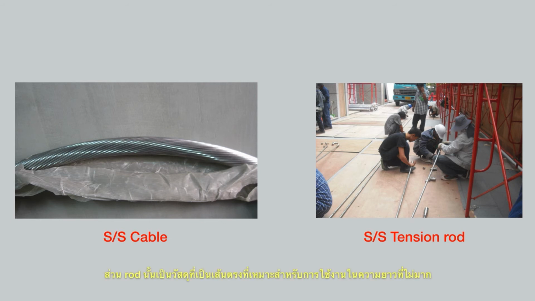Appearance-wise, cable has the texture of strands, while the rod is smooth on the surface. Cable is installed by pre-tensioning to the required force as per engineering calculation in order to perform as structure, while tension rod is used and installed differently.